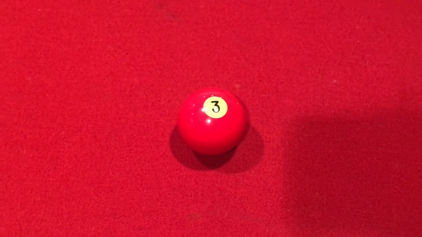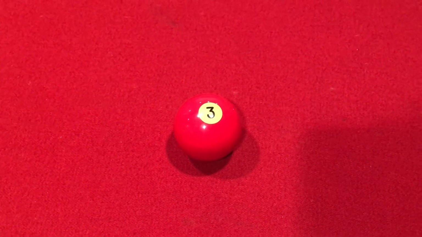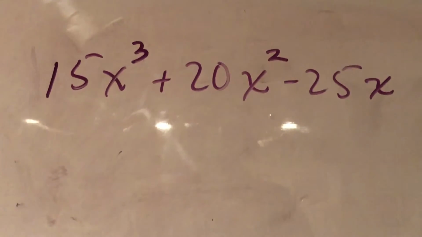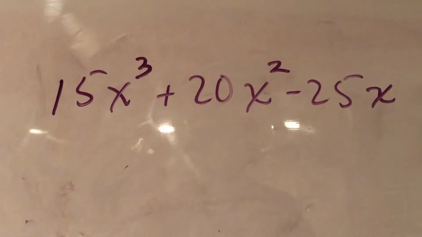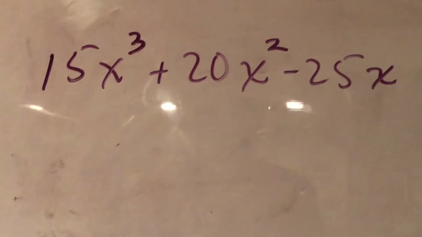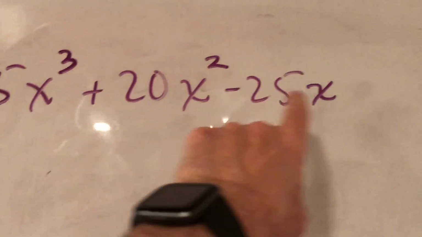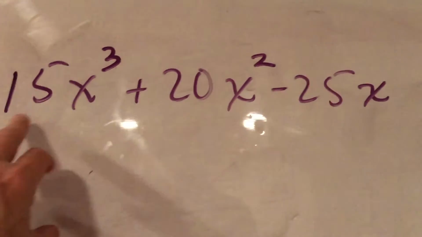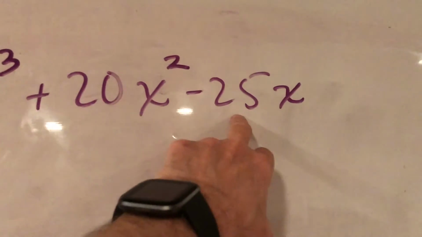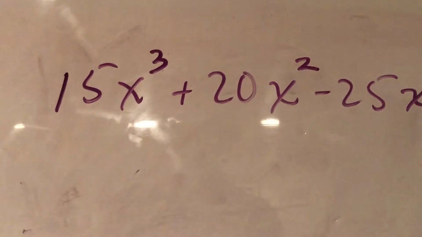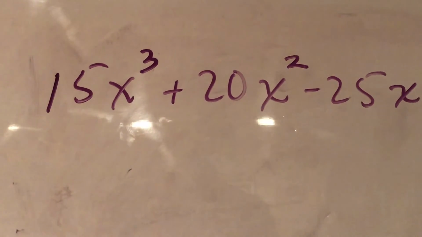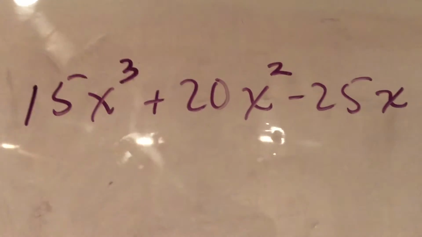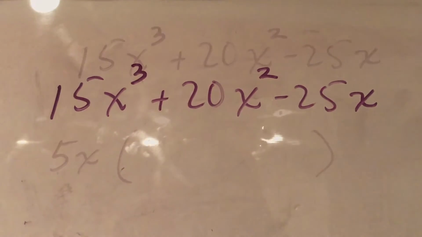And last but not least, for Mr. Ogden's video, number 3. All right, so for the third one, a little more difficult. First off, it's a trinomial. There's 3 terms. And you can see that there is an x in all 3 of the terms. Further, each of the coefficients is divisible by 5. 5 goes into 15, 5 goes into 20, 5 goes into 25. So first we're going to factor out a 5.